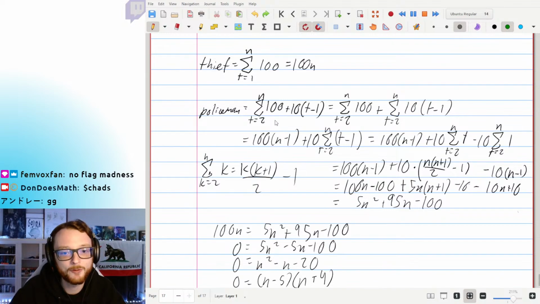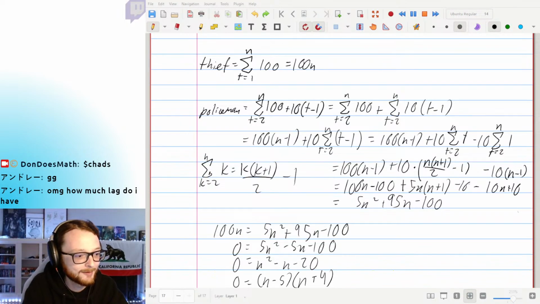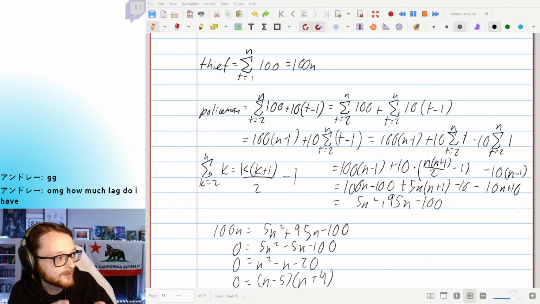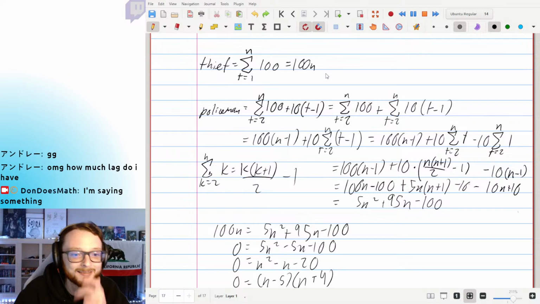Can I just mindlessly start this from t equals 1 and see what happens? How much lag? Oh, I don't know. How about this? I'll do it at the same time. Wait. I'm saying something, and I'm saying something in chat at the same time. I think that can measure lag.